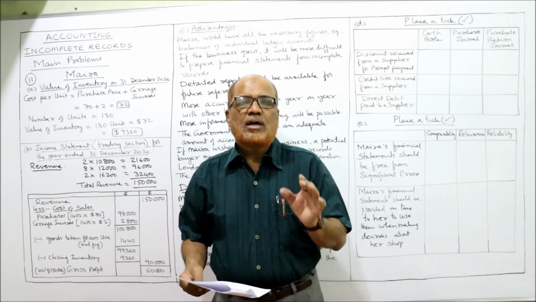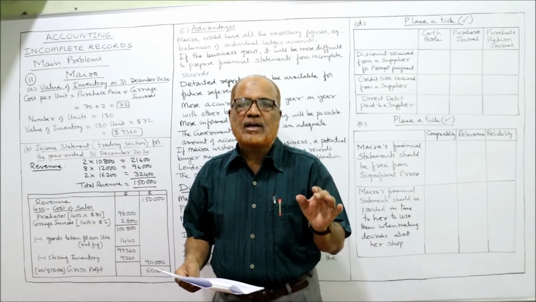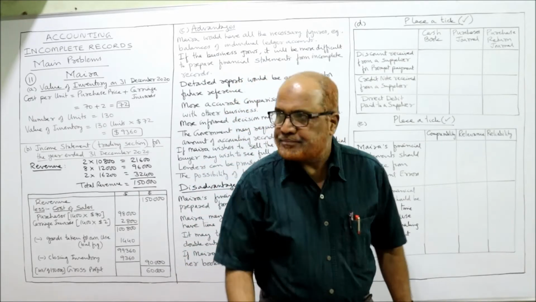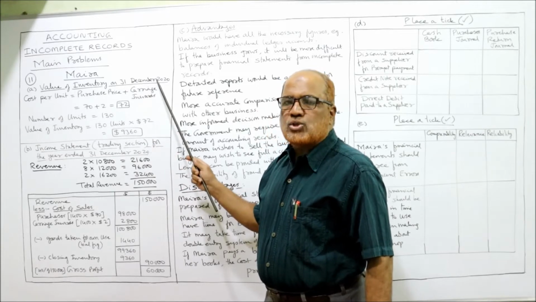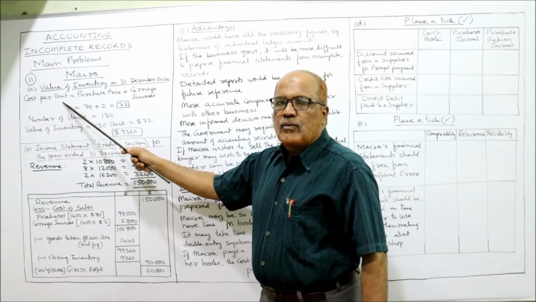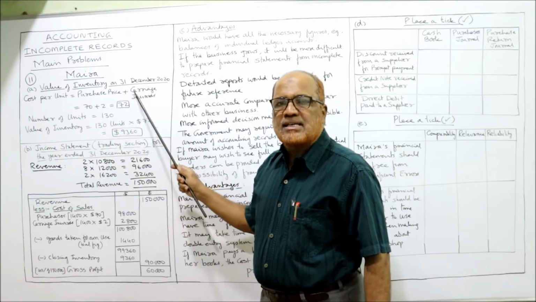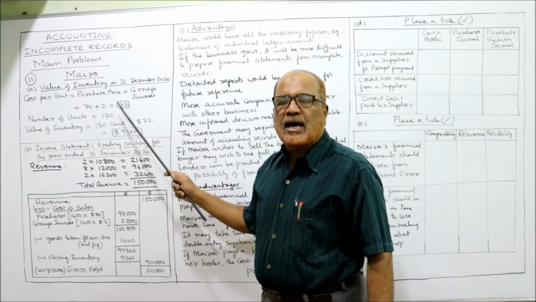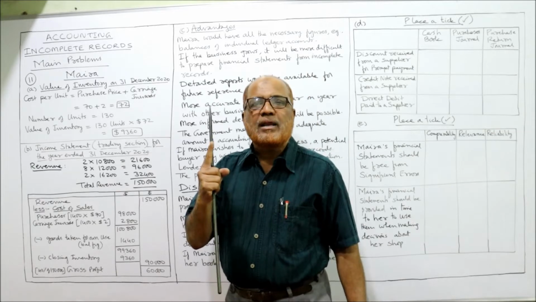First question. It is asking you to calculate the value of inventory on 31st December 2020. First, the cost per unit. The cost per unit means the purchase price as well as carriage inward. The purchase price is $70 per unit and carriage inward is $2. So $72 is the cost per unit.